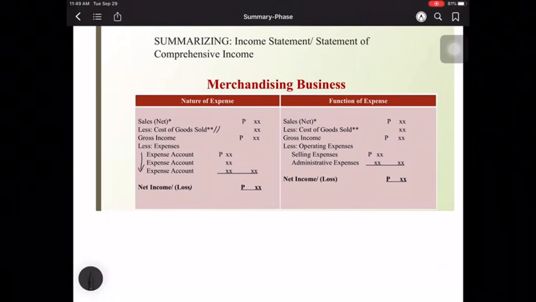You have your cost of goods sold. Your cost of goods sold is not really an expense, rather it is just reflecting the total amount of the cost of the products that we were able to sell to our customers. How much did these particular products originally cost? That will basically be reflected as cost of goods sold. Under your function of expense, you still have to separate your cost of goods sold account.